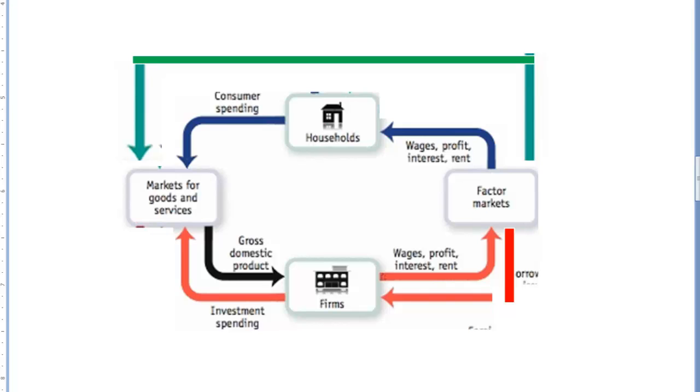In a very simple economy, the transactions are connected through two sectors of the economy. The first sector in the economy is households. Households are defined as individuals who share income. The second sector of the economy is firms. Firms are defined as producers of goods and services.